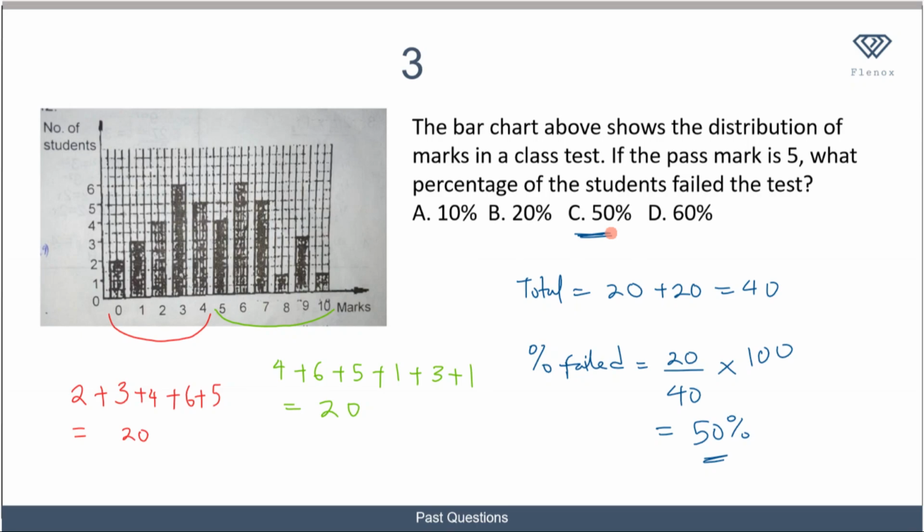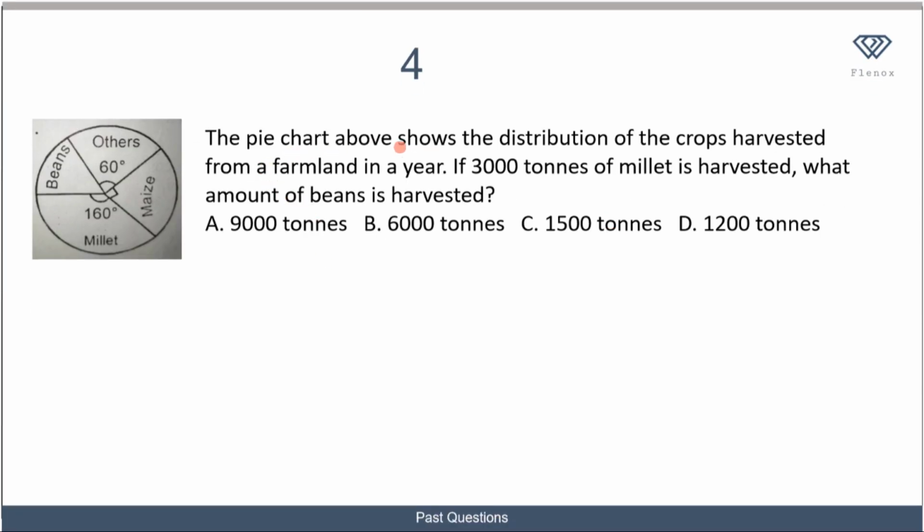So on to the next question. Here we are told that the pie chart above shows the distribution of crops harvested from a farmland in a year. If 3,000 tons of millet is harvested, what amount of beans is harvested? So what we want to do now first is to try to calculate the angle of the beans over here. I'm just going to assume that the angle over here is x. And there's a mistake over here. What is supposed to be here is 150 and not 160.